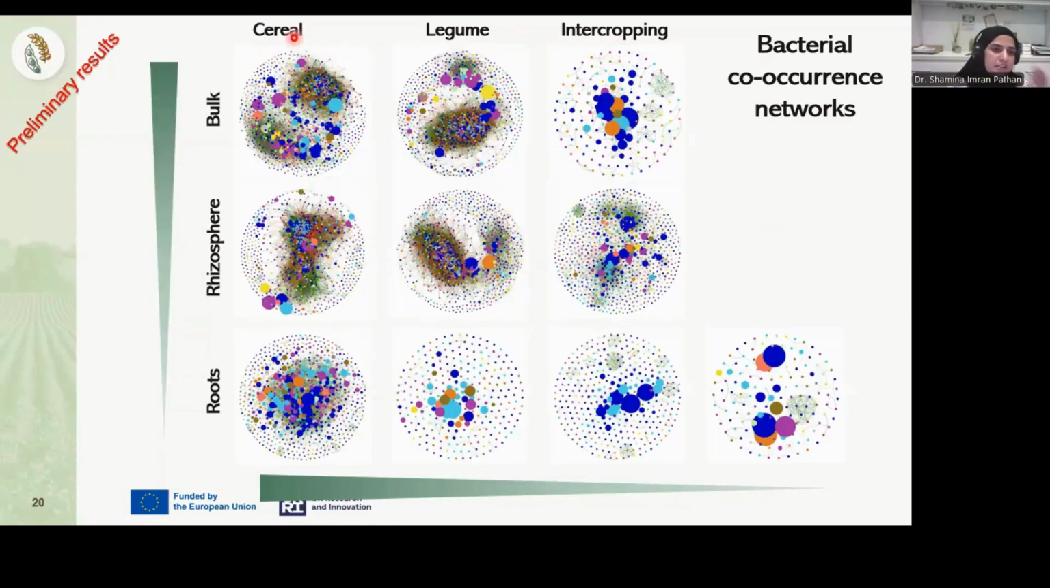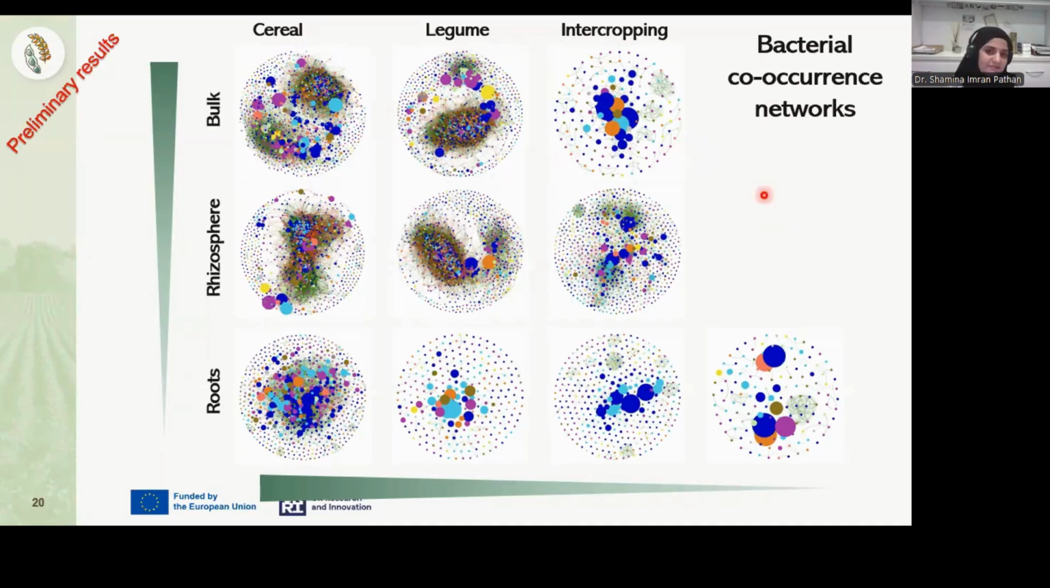So the soil with the cereal crops has higher, more complex networks than the legumes and the intercropping. Normally, we find that when there is diversity, it increases the complexity of the microbial co-occurrence network.